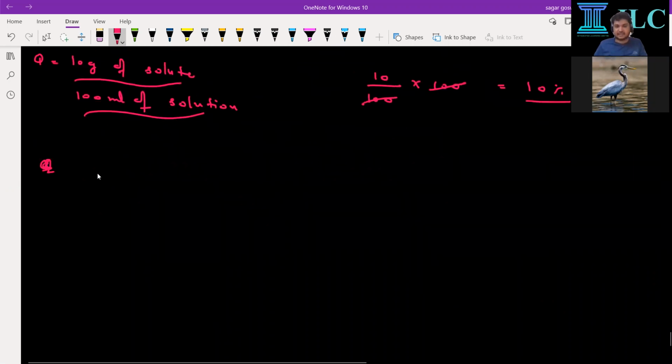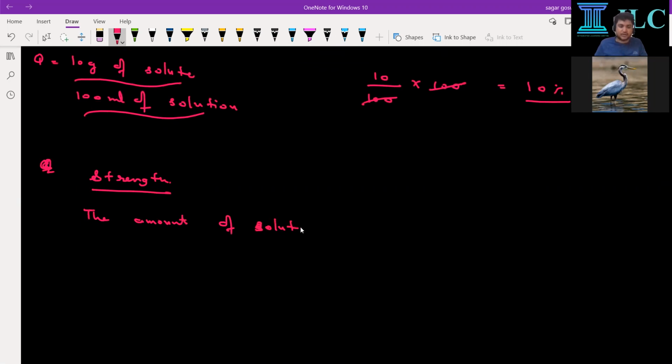Second topic is strength. How can we find out the strength? So strength is the amount of solute present per liter, which means 1000 ml of solution, just by the definition. So the amount of solute, remember, solute is always the numerator. In gram, we always take it present per liter.